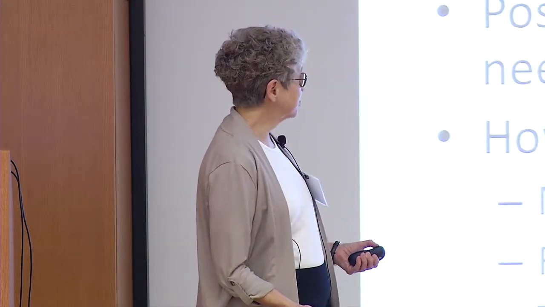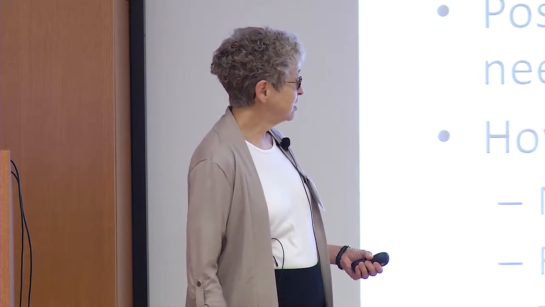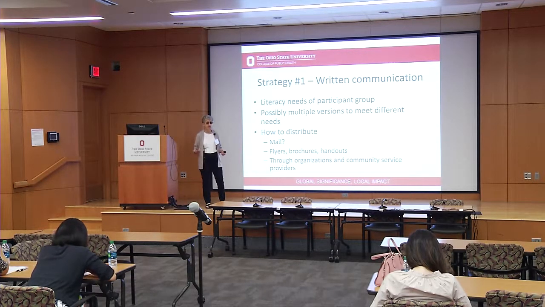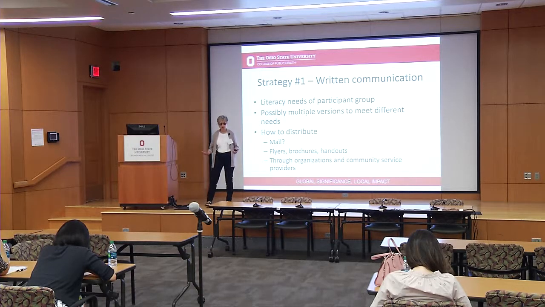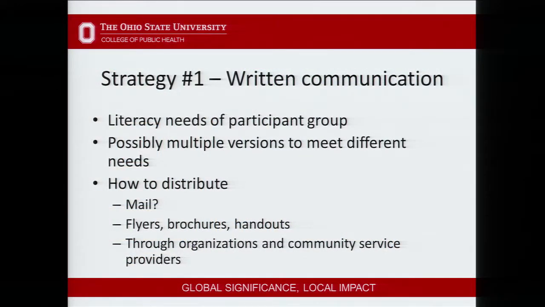So if you're doing written communication, like I said, the literacy needs, you may need to do multiple versions for different populations, and you need to think how you're going to distribute it. Is it email? Well, do your people have email? Is that some way they communicate? Can they get an attachment? Is that a possibility? Can they get to a website? What does this group do?